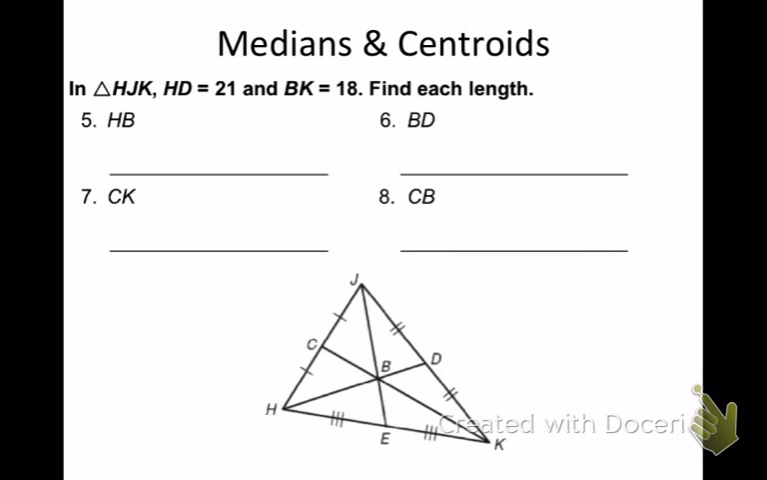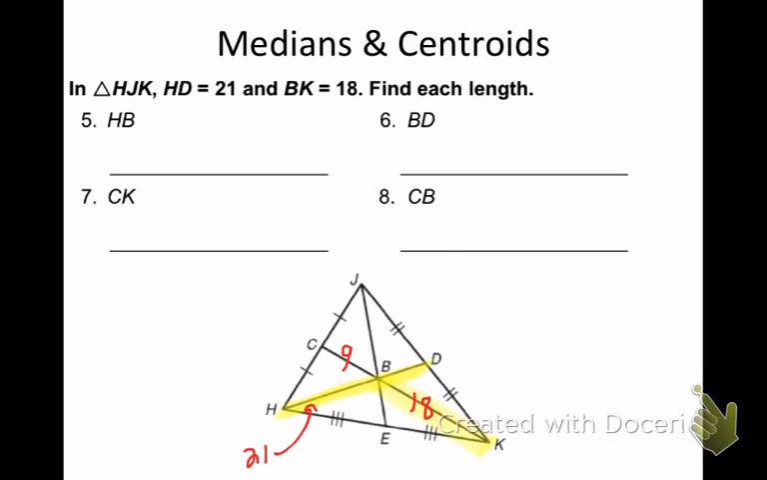Let's try a second set here. Okay. In triangle HJK, it says HD is 21. So HD here is 21. Then it says BK is 18. So BK is 18. I want to find some segment lengths. So let's start here. Let's find CB. Does everybody agree you can find CB right away? What's that going to be? 9. Right? Because I take 18 divided by 2. CB has to be 9.